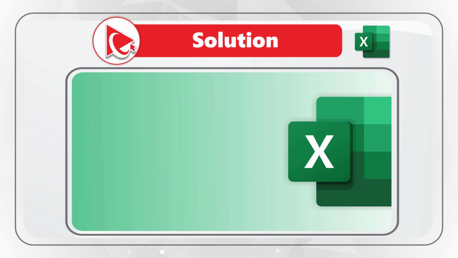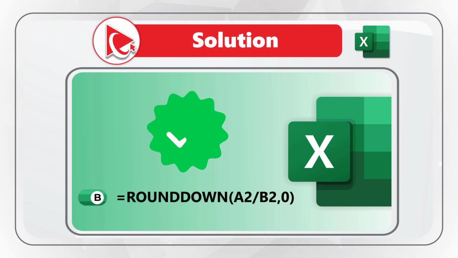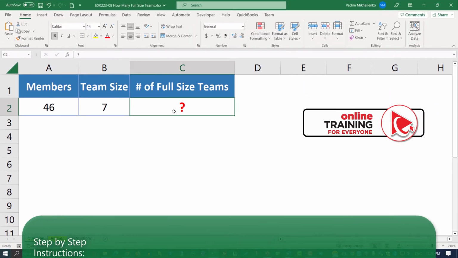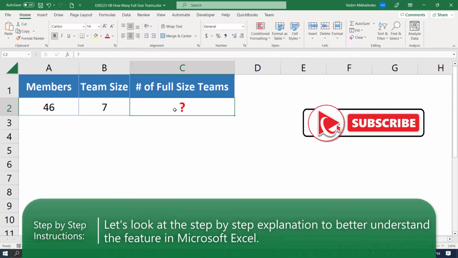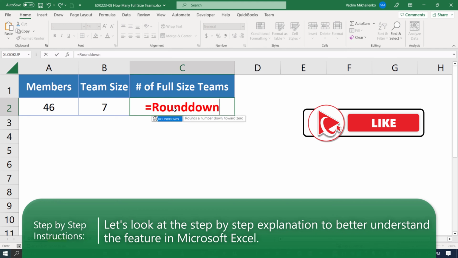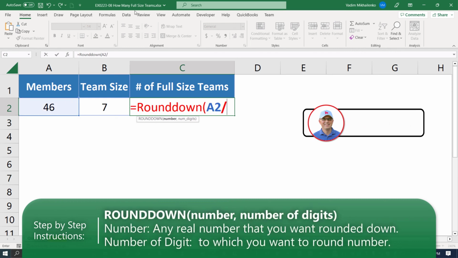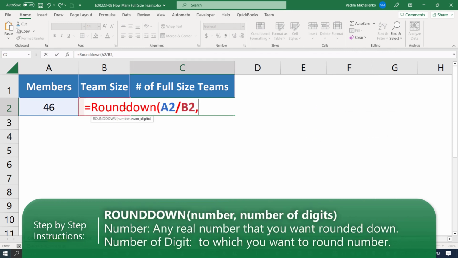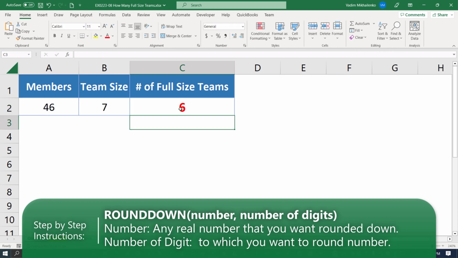I believe the correct answer here is choice B, ROUNDDOWN. And the reason is because to solve this challenge, we need to use an Excel formula which rounds the number down to the nearest integer. To simulate this scenario in Microsoft Excel, let's use the ROUNDDOWN formula, and you can see that it rounds a number down towards 0. And then let's apply the arguments A2 divided by B2, and the second argument, which indicates how many digits we're rounding down to, would be 0. And then you see that the number of full-size teams is 6.